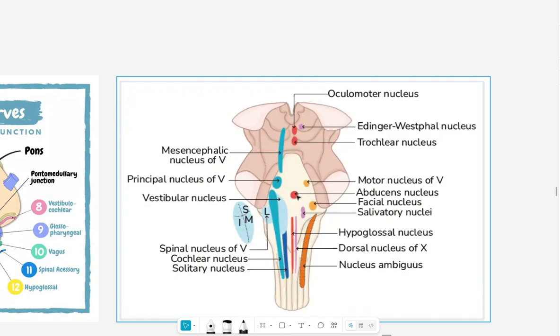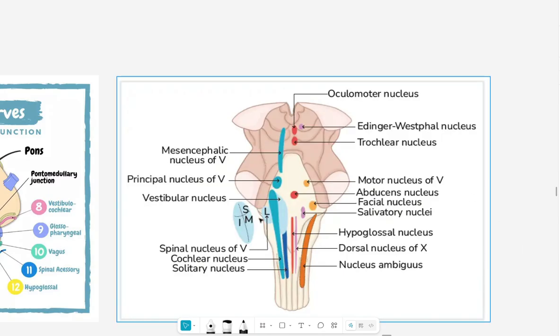And you also have the abducens, the cranial nerve 6 nucleus. You also have the facial nucleus here, right? And you also have the vestibular nucleus, which is your cranial nerve 8, here. Also, can you see the trigeminal nerve? You also have the spinal nucleus here, right? So the trigeminal nerve takes fibers from the spinal nucleus, from the mesencephalic nucleus, from the principal nucleus, and from the motor nucleus. A lot of nuclei add up to give fibers to one nerve, right?